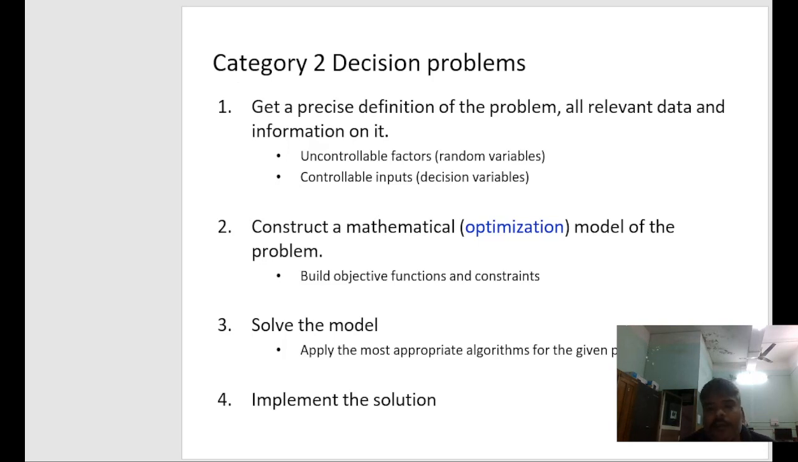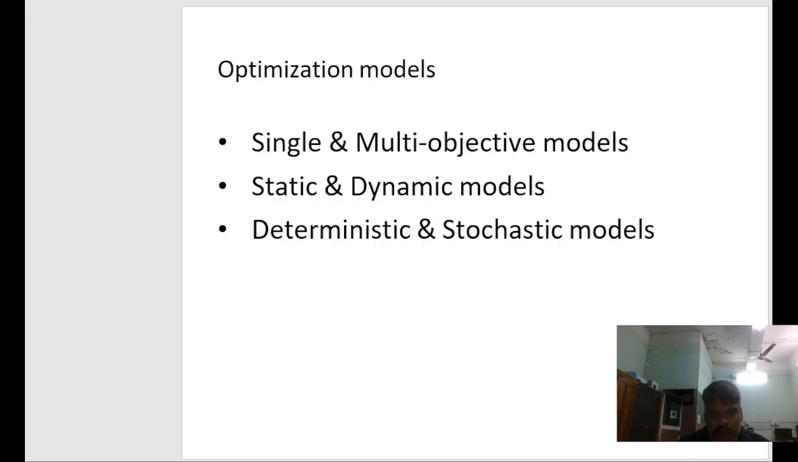So for the decision problem where the alternatives are unlimited, get a precise definition of the problem, all relevant data, and the uncontrollable factors and controllable inputs. The uncontrollable factors include lots of random variables. The input decision variable is the controllable one. Construct a mathematical model of the problem, with objective function and constraints. Solve the model and implement the solution.